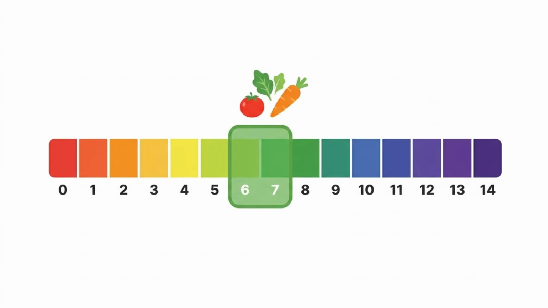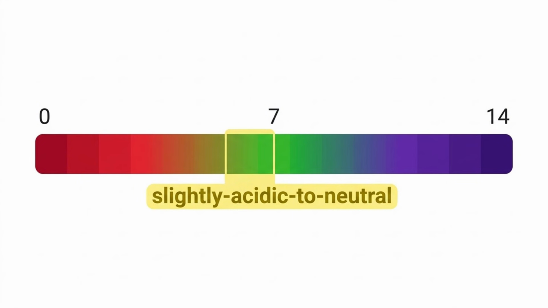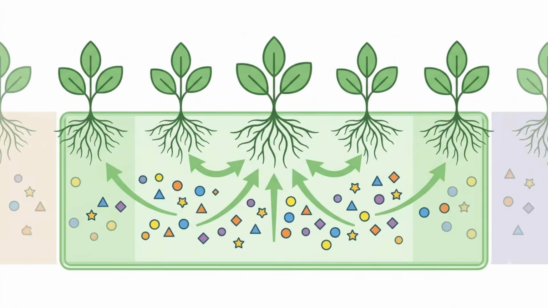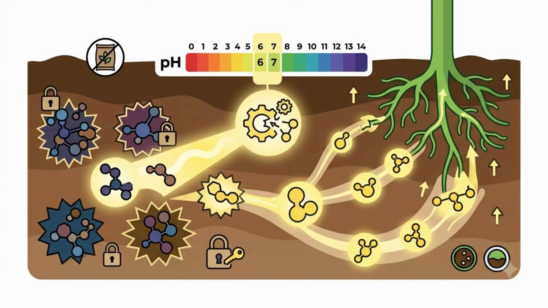Most garden vegetables grow best in a soil pH between 6 and 7, which is slightly acidic to neutral. This is the range where the full spectrum of nutrients is most accessible to plant roots, not necessarily the range where the nutrients are most abundant, but the range where the chemistry of the soil makes them available in a form the roots can take up.